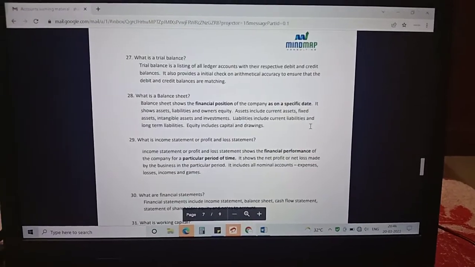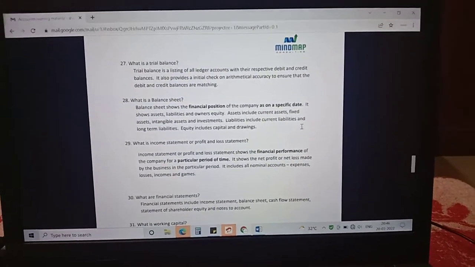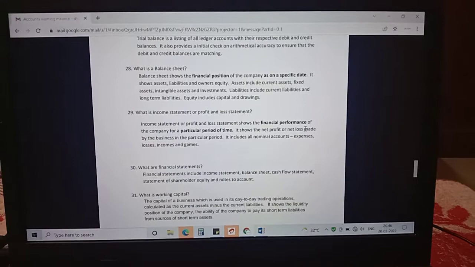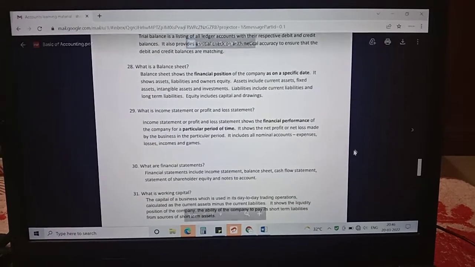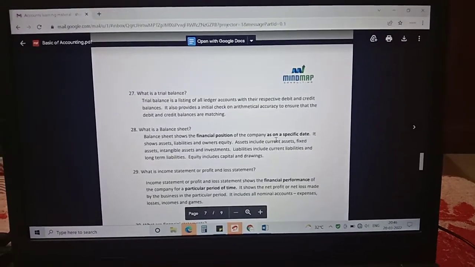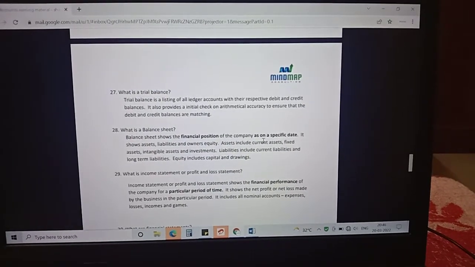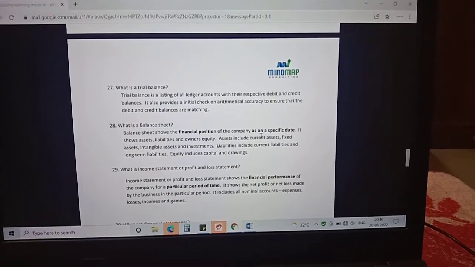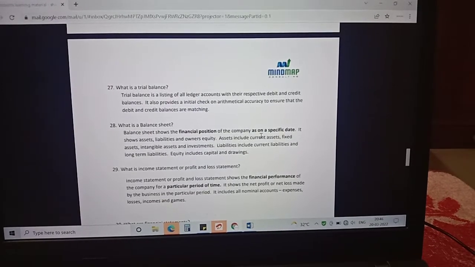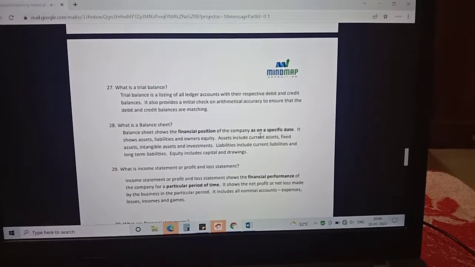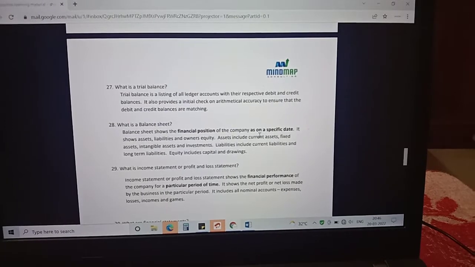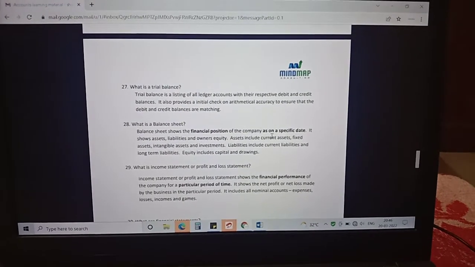And next is trial balance. So what is trial balance? It is a listing of all ledger accounts with their respective debit and credit balances. It also provides an initial check on arithmetical accuracy to ensure that debit and credit balances are matching.